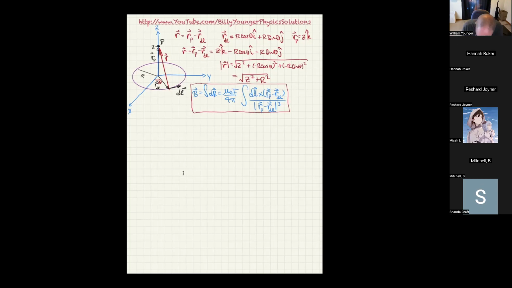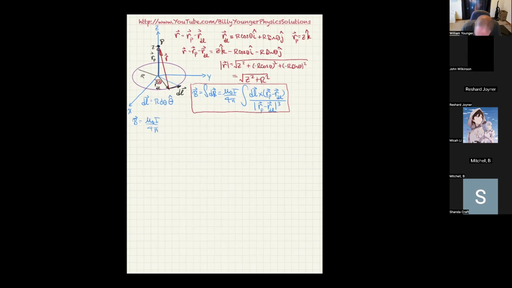So now I can go ahead and say B is equal to mu 0 I over 4 pi. Now my DL vector is going to actually be equal to, I didn't write that down, I'm going to say DL is equal to R d theta. And that's going to point in what I call the theta hat direction. So I can actually work out what the theta hat direction is for you guys. We might even have to do it, but usually you can just take a cross product and never have to deal with it.